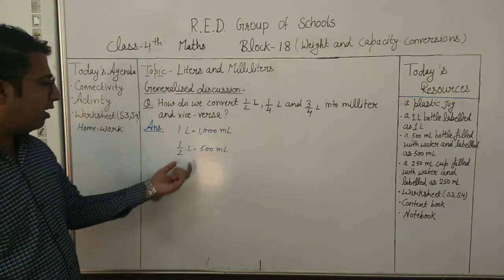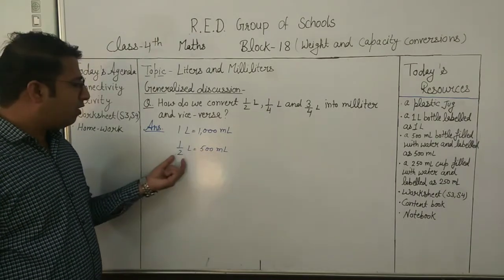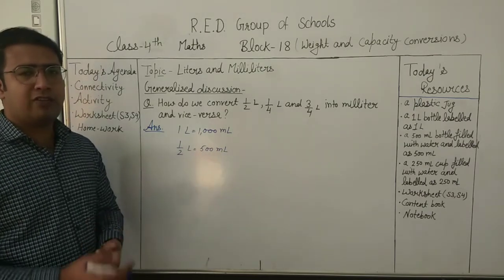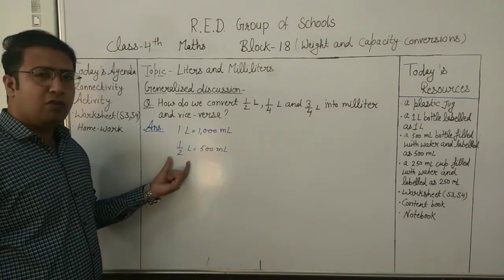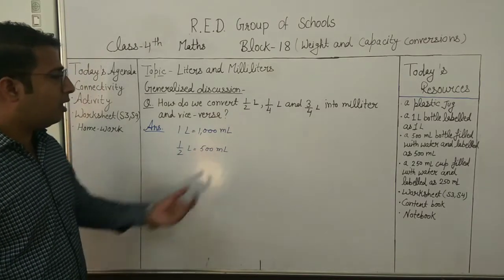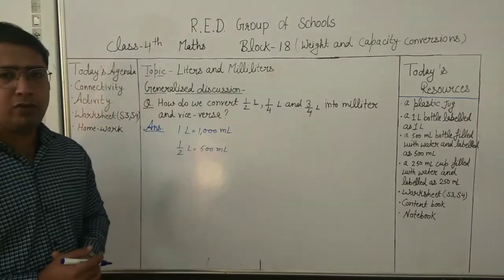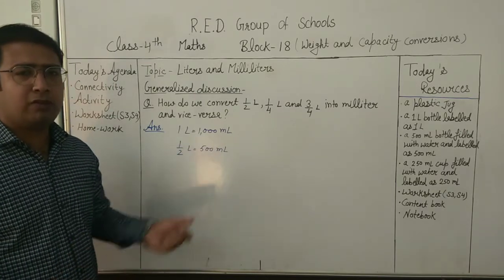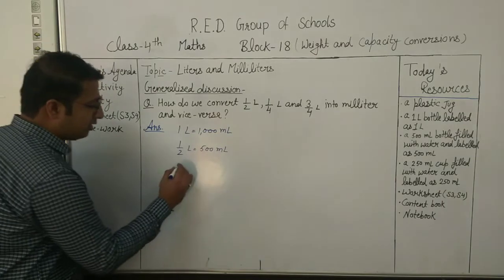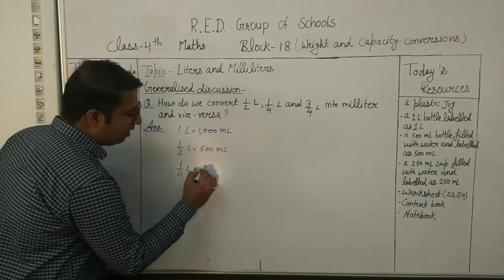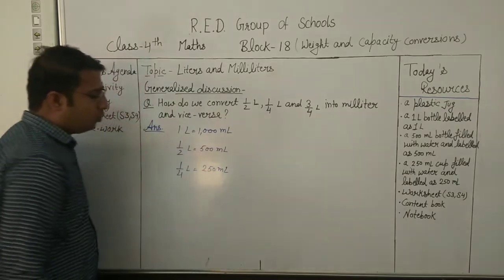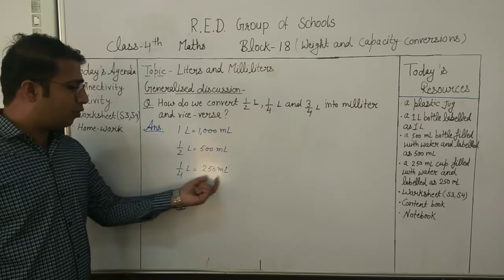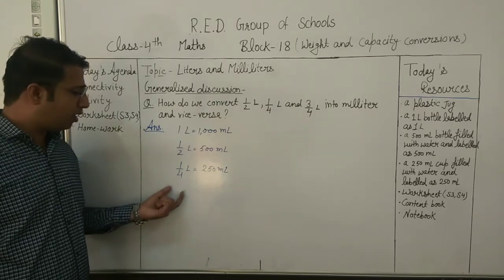So we have found the relationship between liter and milliliter for 1 by 2 liter. 1 by 2 liter is equal to 500 milliliter, or similarly 500 milliliter is equal to 1 by 2 liter. Now the 1 by 4 liter. As 1 liter is 1000 milliliter, when we divide 1000 by 4, we get 1 by 4 liter is equal to 250 milliliter. So 1 by 4 liter is equal to 250 milliliter, and 250 milliliter is equal to 1 by 4 liter.